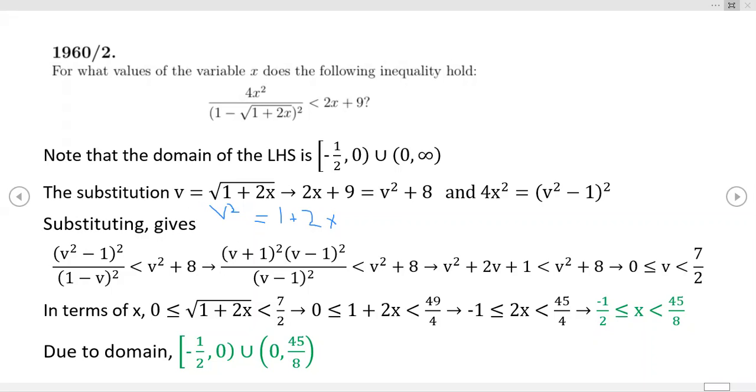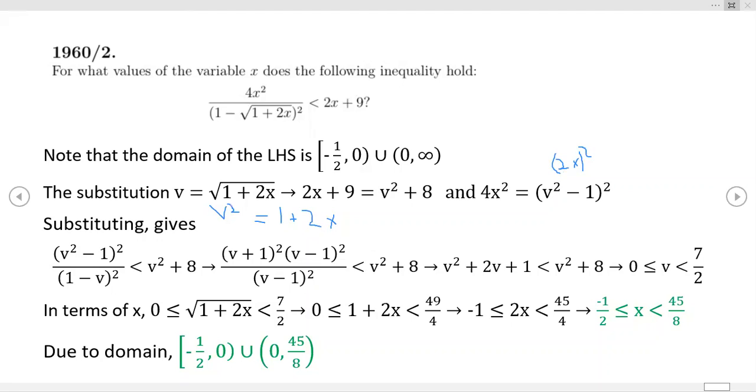So V squared is equal to 1 plus 2x, and that takes care of quite a bit of stuff here, because if V squared is 1 plus 2x, then 2x plus 9 is V squared plus 8, which is what will replace this. And also, V squared minus 1 would just be 2x, right? And so you'd have 2x squared, which equals the 4x squared in the numerator. So anyway, you probably saw that, but what that does is turn this expression in terms of x into an inequality in terms of V.